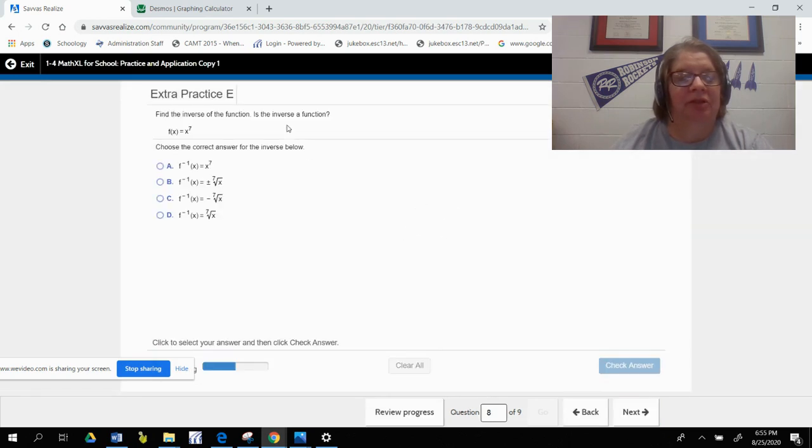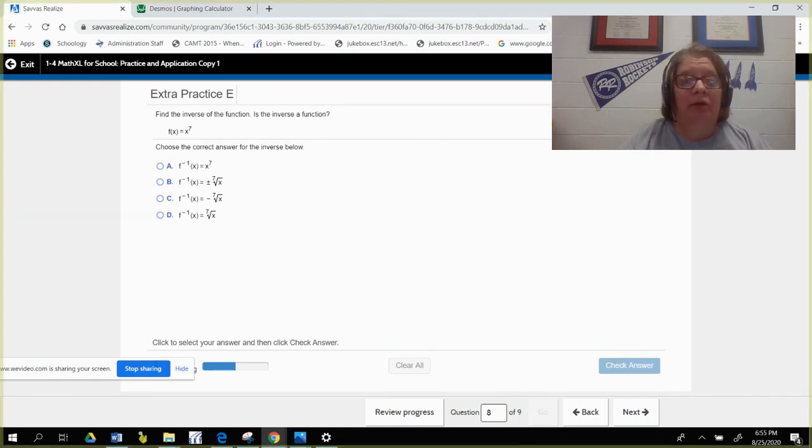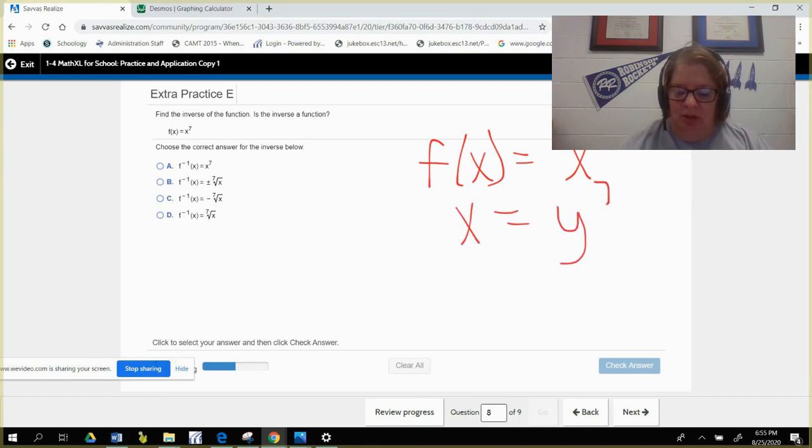Find the inverse of the function. Is the inverse a function? Now, that one has x to the 7th. What's Ms. Riddell doing giving us crazy problems like x to the 7th? Welcome to Algebra 2. Okay, so we have f of x equals x to the 7th. Switch. Solve. We got rid of squared by taking square root. How are we going to get rid of to the 7th power? By taking the 7th root.